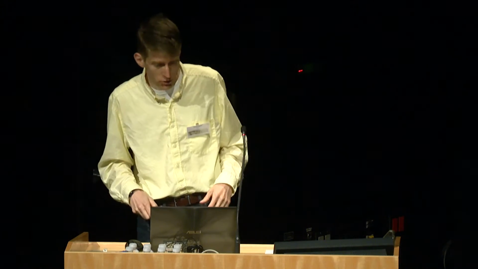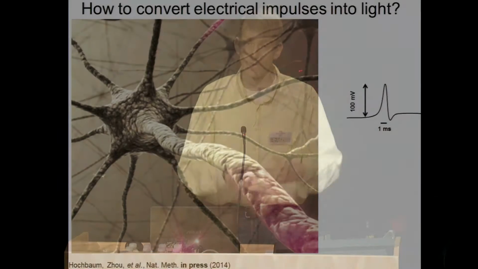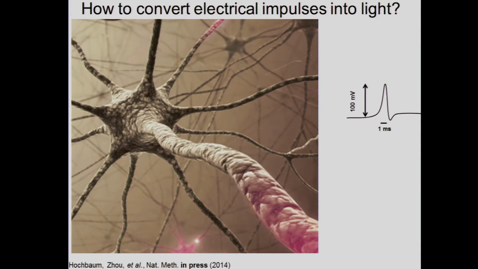All right. So this is an artist's conception of what we'd like to do. We'd like to make neurons light up when they fire so that we can see global patterns of activity. The signals we're after are action potentials, which are about 100 millivolts high and last about a millisecond. The challenge is that if you just look at a neuron, there's no endogenous contrast to give you an optical signal that you can see.